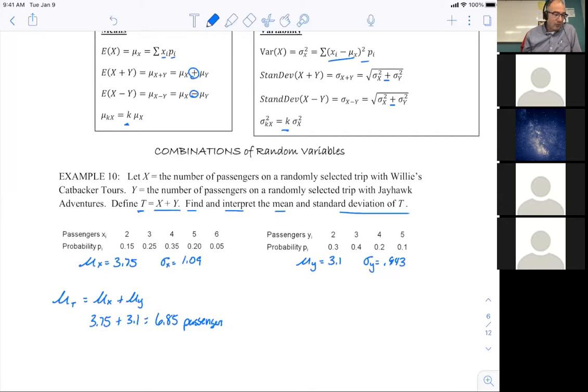All right, so is this per week? Yes. The typical number of passengers taking Willie's Catbacker Tours and Jayhawk Adventures is 6.85 passengers on average.